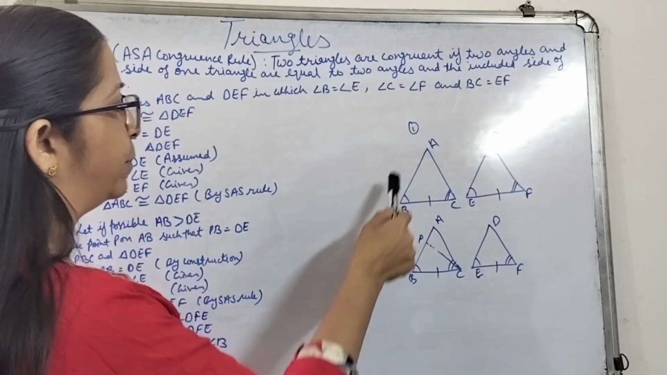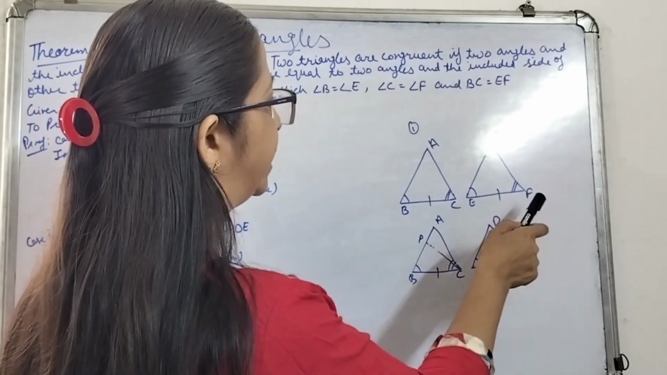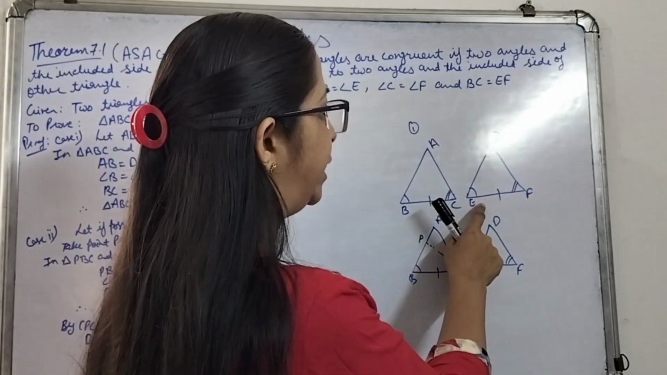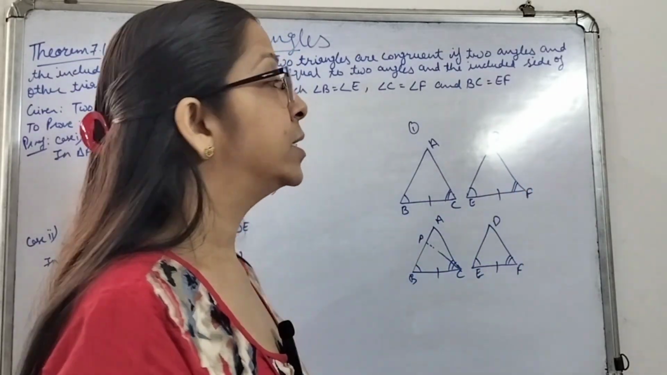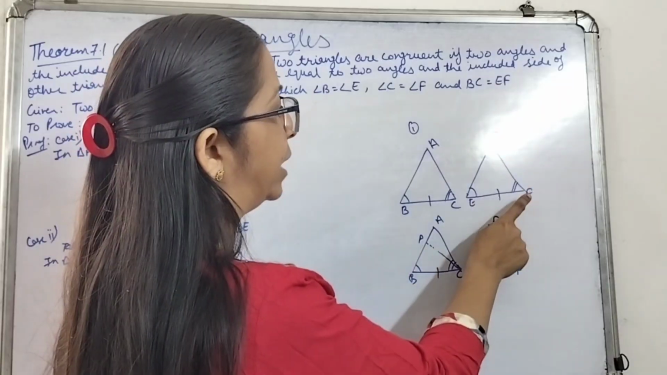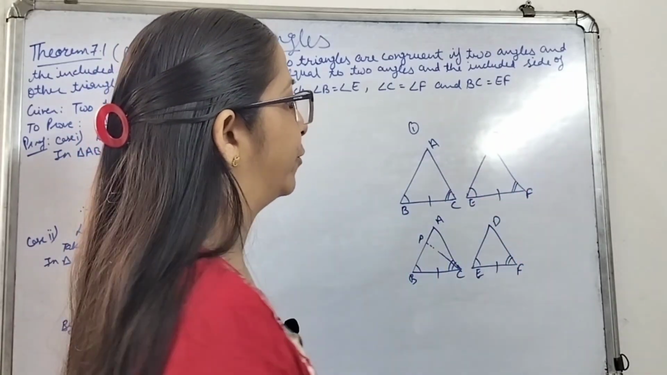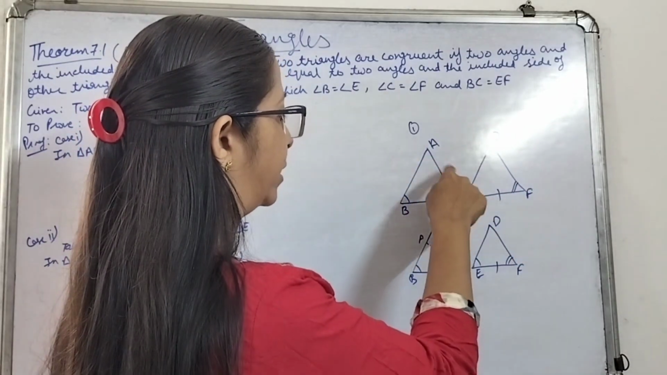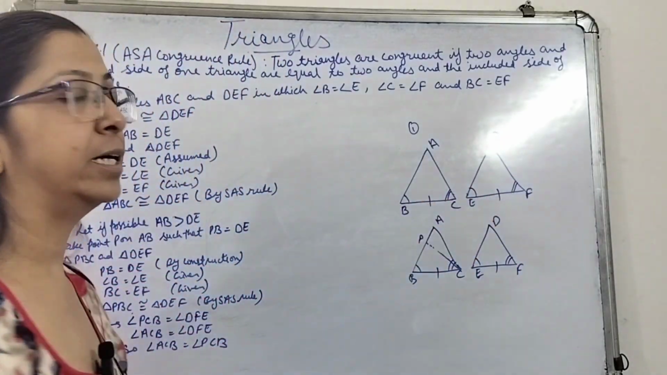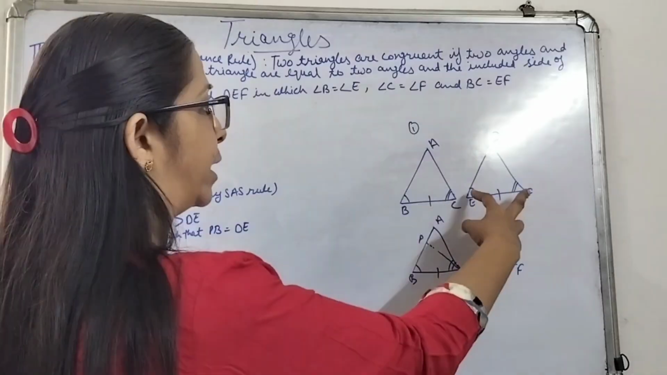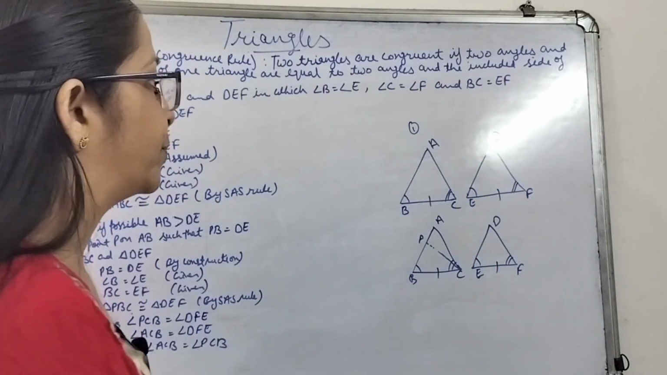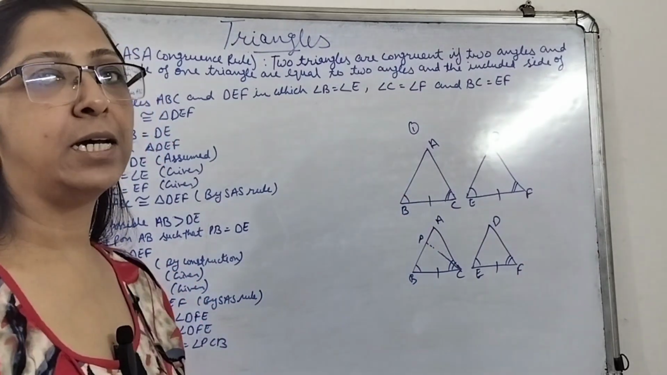It is given to us that there are two triangles. One is triangle ABC, another is triangle DEF. In triangle ABC, angle B is equivalent to angle E of triangle DEF. Similarly, angle C of triangle ABC is equivalent to angle F of triangle DEF, and the side BC of this triangle is equivalent to your side EF of this triangle. Two corresponding angles and the included side of both triangles are equal. Now we have to prove that these two triangles are congruent.